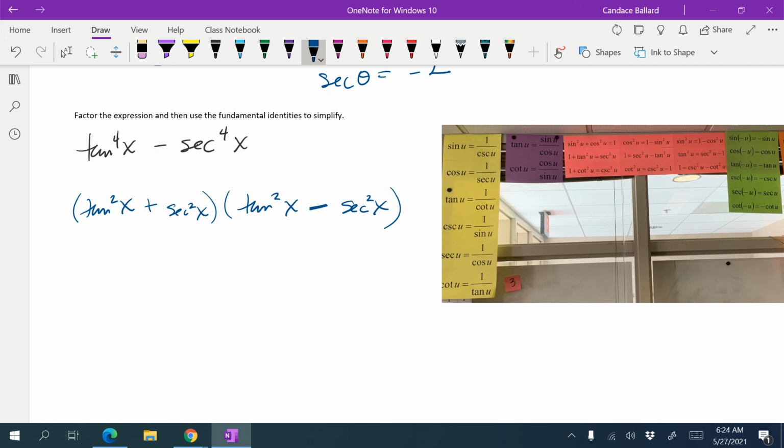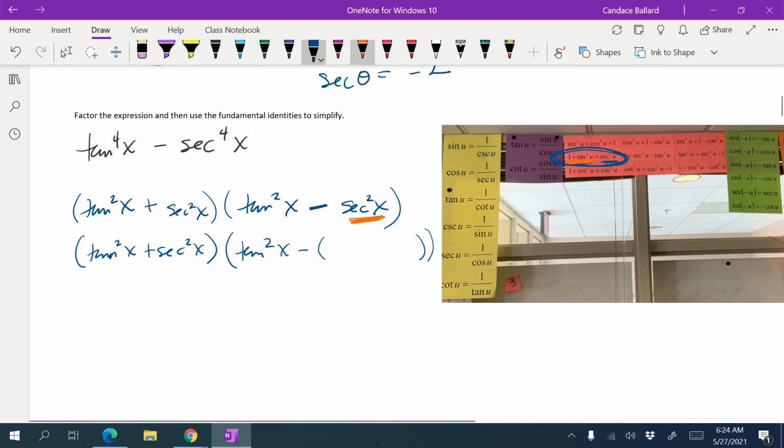I know that I have this Pythagorean identity, so when I see secant squared, I'm allowed to substitute in. So I'm going to substitute in 1 plus tangent squared for that. So the first part, I'm just going to leave alone. And then my second part, I've got tangent squared x minus, and I'm going to put parentheses, and I'm going to substitute in the 1 plus tangent squared x.